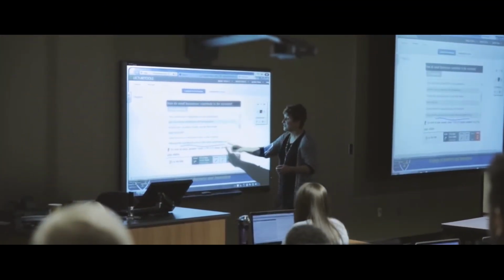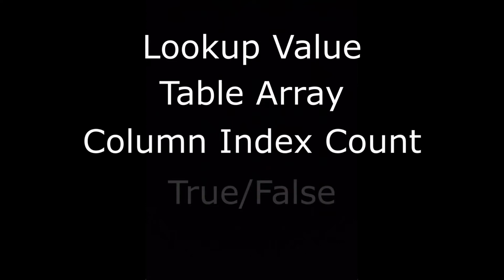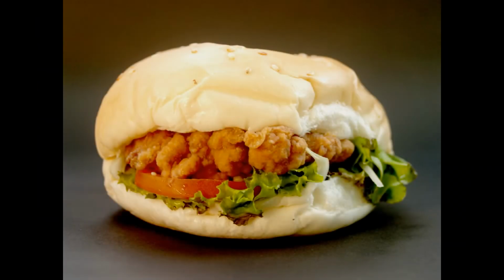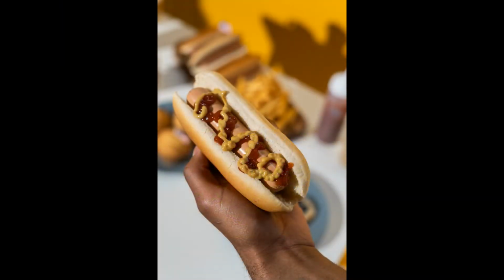Vlookup requires 4 inputs, namely, a lookup value, a table array, a column index count, and a true or false to specify an approximate or exact match respectively. In this example, we want to retrieve the type of item we are posting in the data entry table from the base data table. In other words, is it a burger, sandwich, or hot dog? Frankly, we know the item type based on the item name, but for demonstration purposes, we'll let Excel look it up for us.